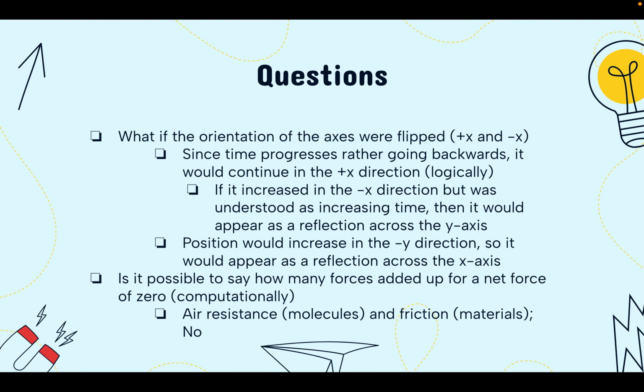Is it possible to say how many forces add up to a net force of 0 computationally speaking? In theory, you could say 2 for air resistance and friction, but in reality you can't because other forces could be acting upon it. And air resistance has more implications because of the air molecules. It's composed of different ratios of nitrogen, oxygen, and other things. Also, temperature could increase how fast the molecules are moving, which may increase or decrease the force applied. And friction is used with the materials. The glue stick was composed of paper and plastic, and it was also not a perfect shape, which could also alter how much force was applied to it. So, no.